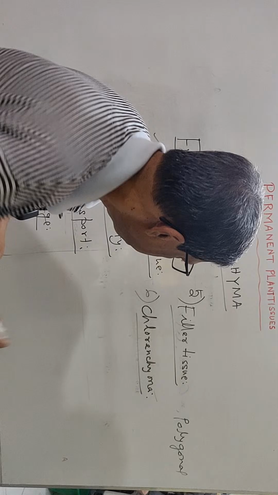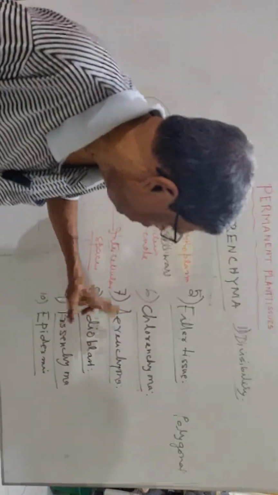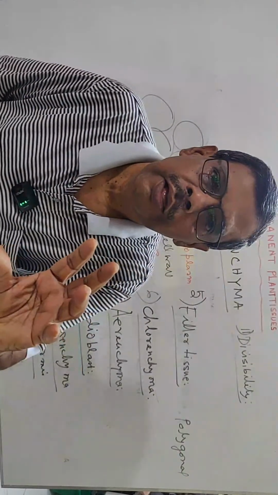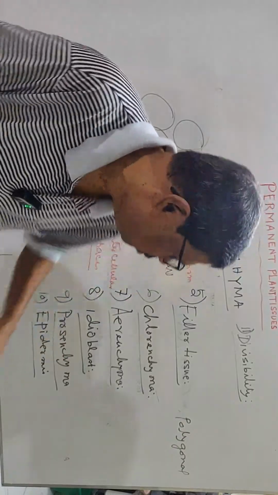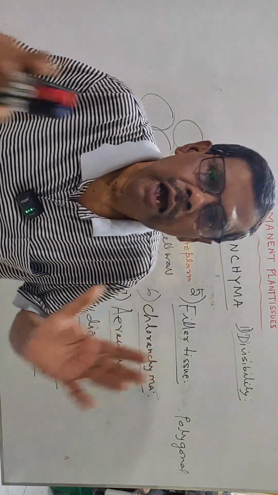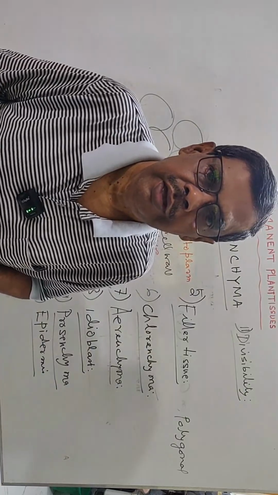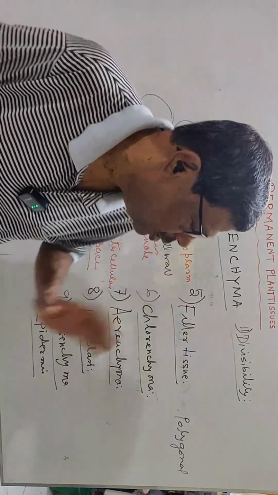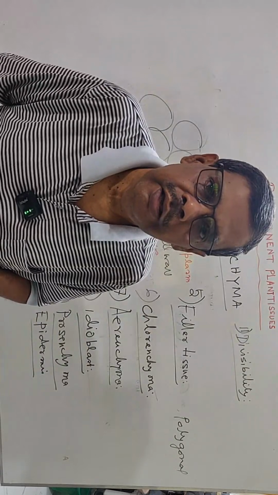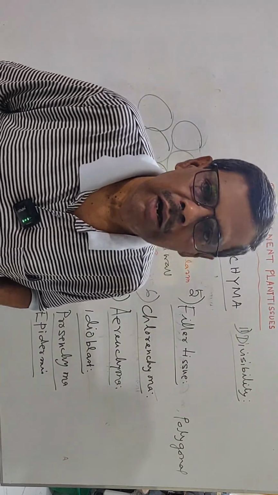Chlorenchyma performs photosynthesis. Aerenchyma provides buoyancy to hydrophytes for floating on the water. The cells of the chlorenchyma are small in size, but the cells of the aerenchyma are large in size. These are the differences between chlorenchyma and aerenchyma. Thank you all.